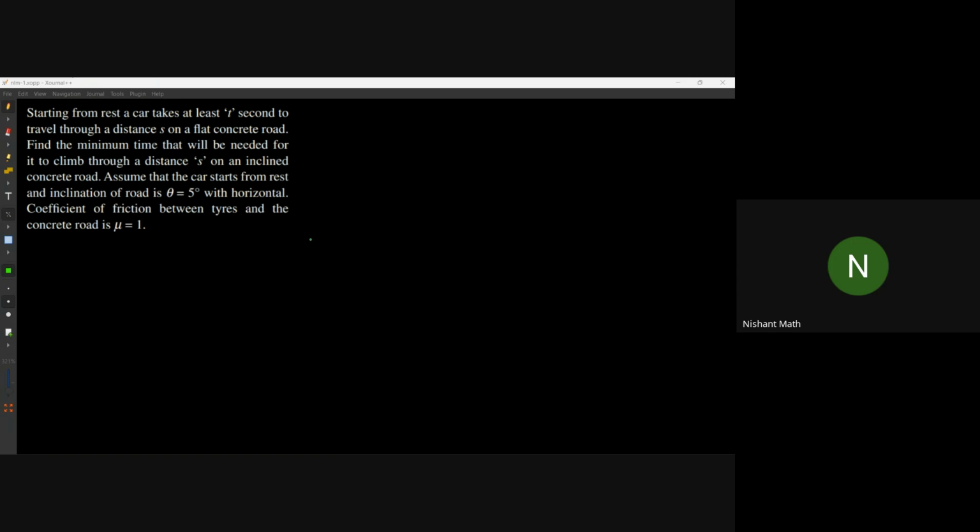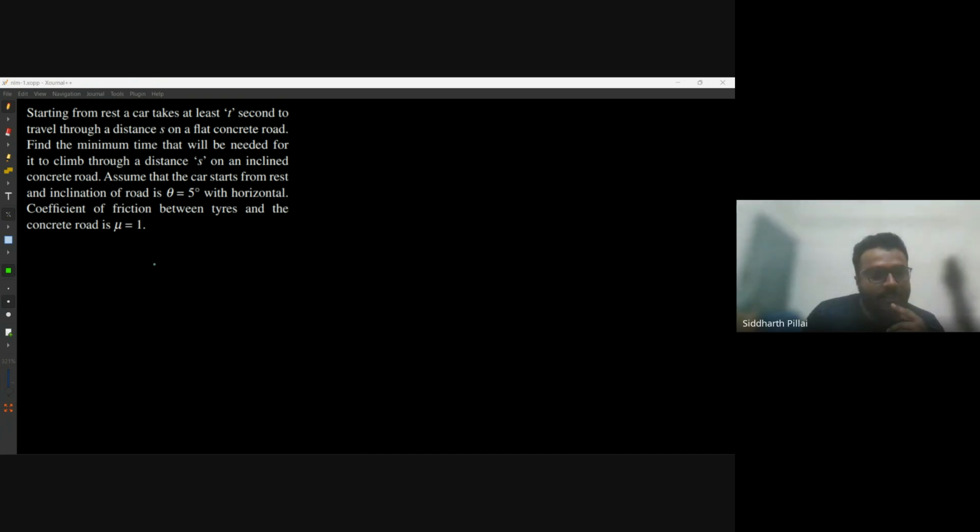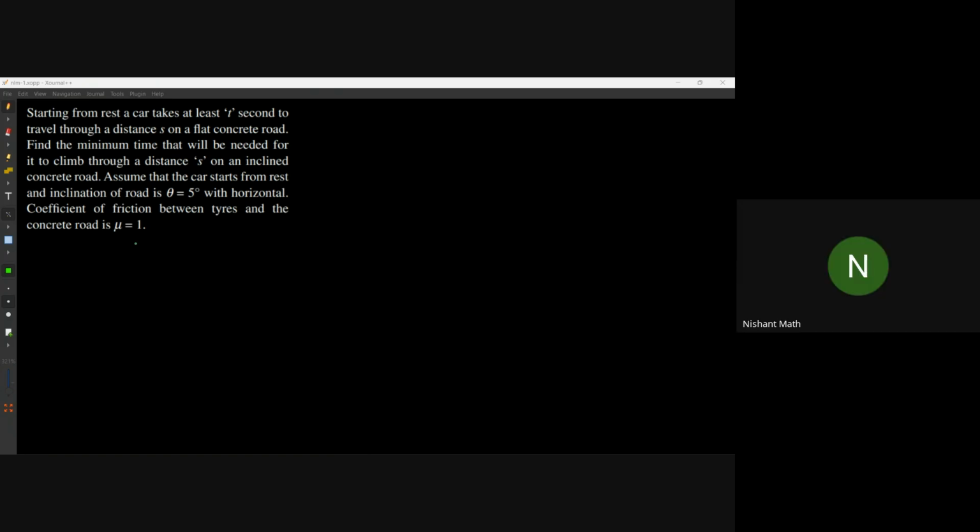Sir, is the distance s the path length or the vertical displacement? It's the distance on the inclined plane. Okay, sir.